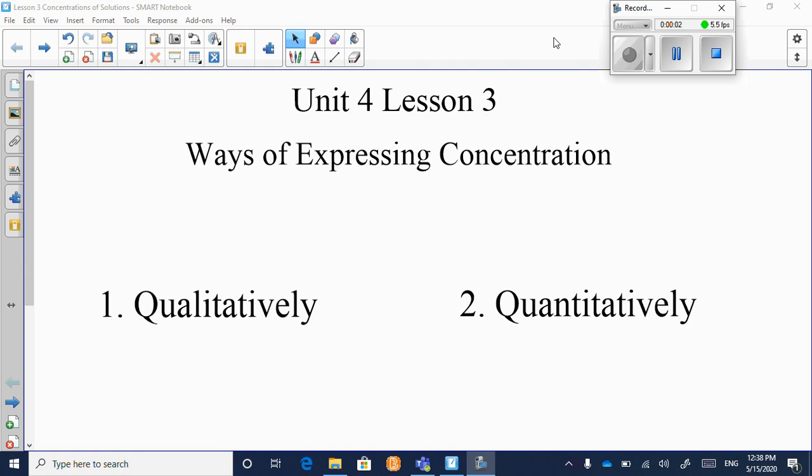Hi everyone, and here we go with lesson 3 of Unit 4. And so we're finally going to get into some math again. For some of you, that's a comfort. For some of you, maybe not so much, but that's okay. I think you'll find that this is pretty straightforward.